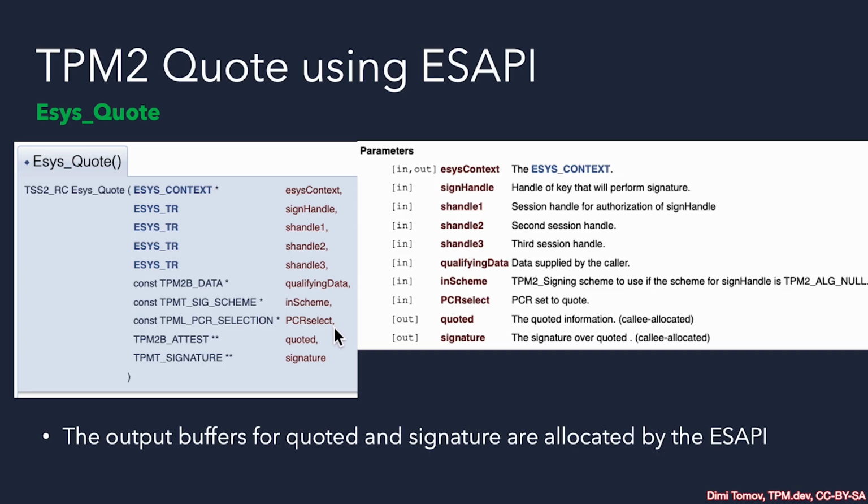PCR select is important to define what PCRs we want, the numbers and algorithms of those PCRs, because remember we have different PCR banks. Then what we would receive as a result is the quoted structure, which holds the evidence, and the signature holds the digital signature over this data. Do not forget to perform the digital signature verification.